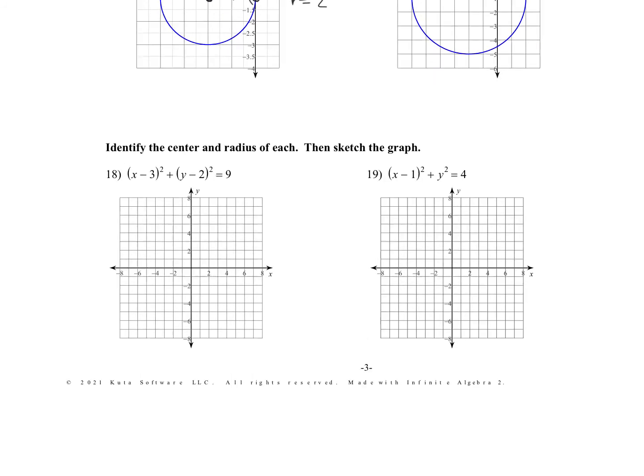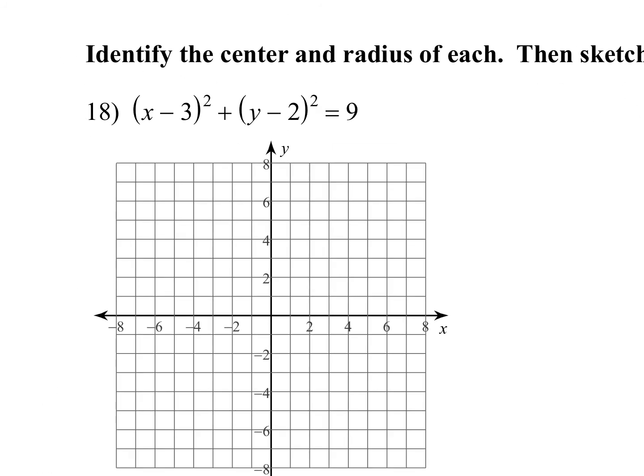All right. Number 18, we're doing the same thing, but in the opposite way. We have to identify the center and the radius from the equation that's given, and then graph it. So what's our center here? Awesome. 3, 2. Remember, we have to take these and we flip the signs. So 3, 2. So we're going to go to the right 3 and up 2. There's our center. What's our radius?